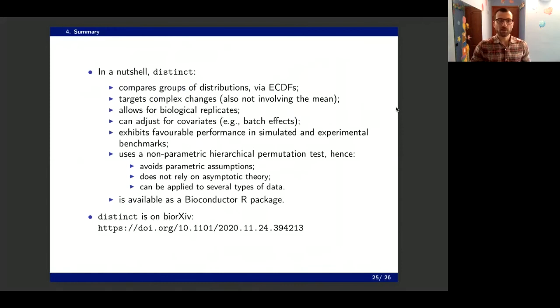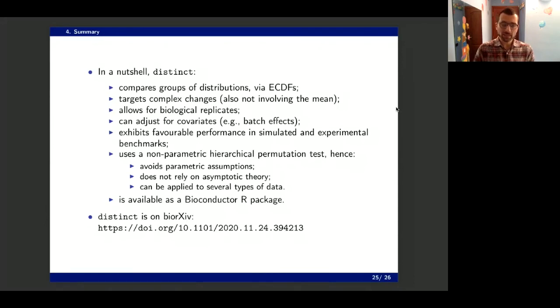So to briefly wrap up results, we have developed Distinct, which is a general method to compare groups of distributions by looking at their ECDFs. The method targets complex changes regardless of whether they involve the mean. It allows for biological replicates and can adjust for covariates like batch effects if present. And in my opinion, at least, it has good performance in simulated and experimental data.